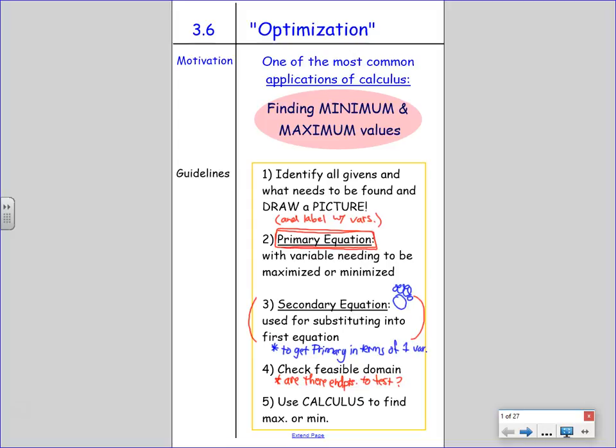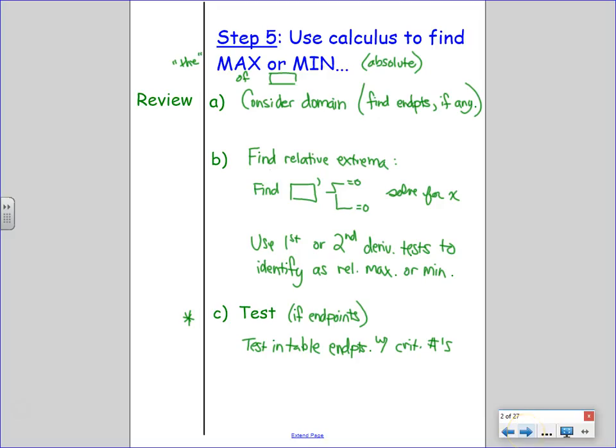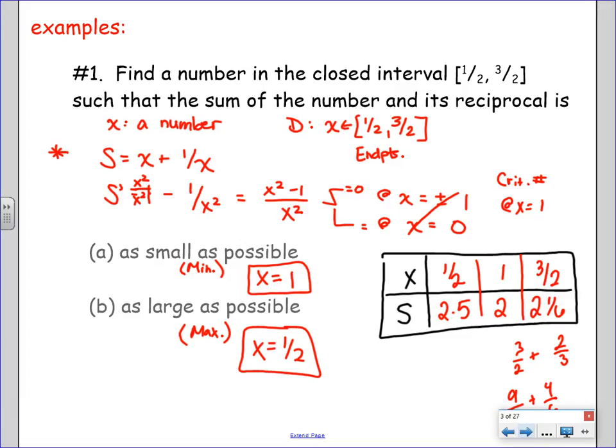Then we check to say, are there endpoints, and then we do our calculus. What calculus? Critical numbers. If there are endpoints, we do a table test to find absolute extrema. If there aren't endpoints, probably a quick little sign chart will be enough to say, yep, that's going to be the absolute min or max, and we're done.